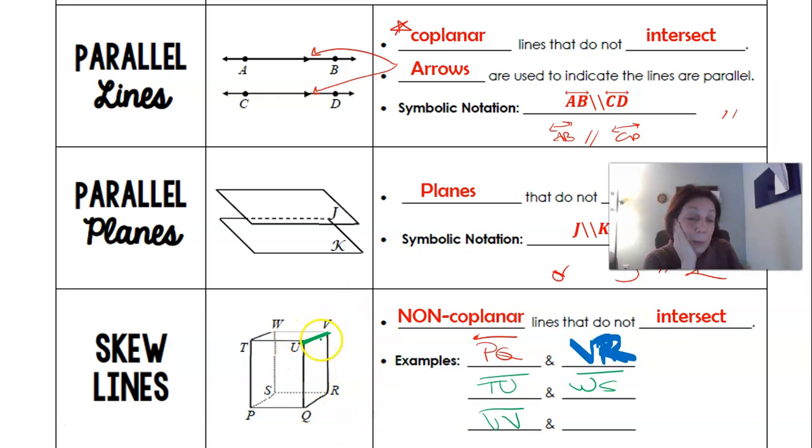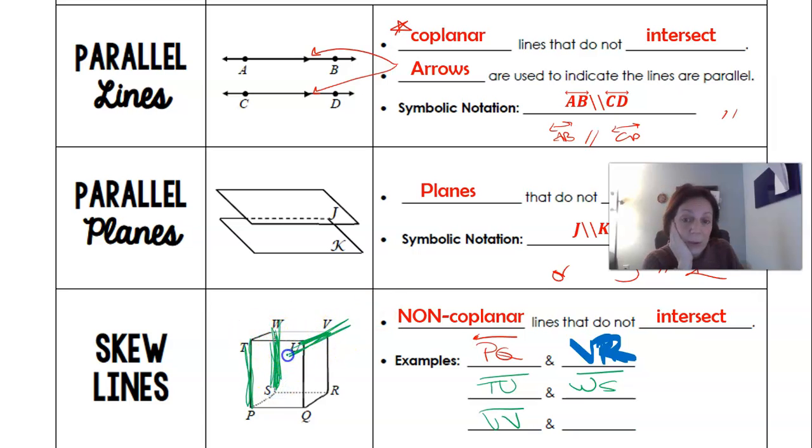So the first thing I'm going to do to find a skew line is get off of this right wall and go to the opposite wall. I'm going to go to the left wall, right? And I don't want a line that's running parallel. I want a line that's going the other way. So TP would work. That would be skew to UV. WS would also work. It would be skew to UV.